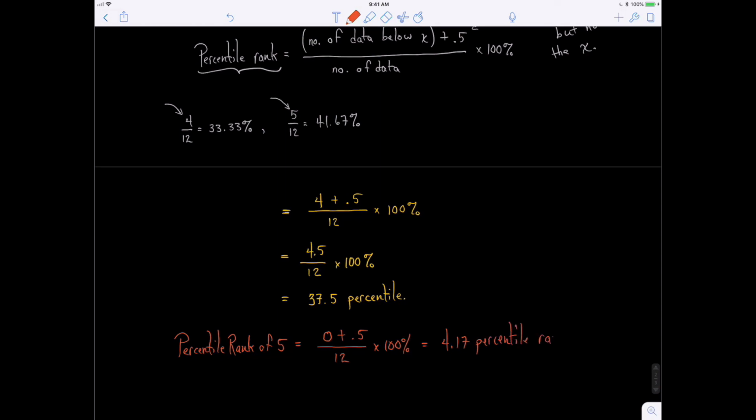And that is how we find the percentile rank of an individual data value. In our next video, we're going to look at, what if we know the percent and we want to find out what value corresponds with it? We'll see that in the next video.